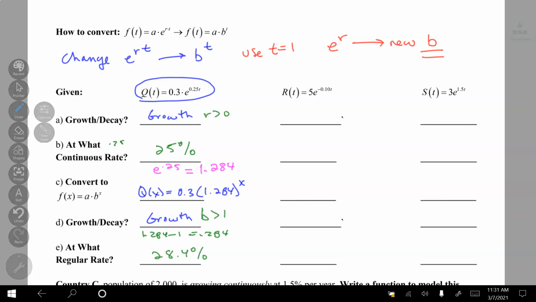Continuous growth means that it's happening all the time. You know, not every minute, not every second, faster than that. And regular just means like one duration, like once per year, or whatever you set your time frame to be.